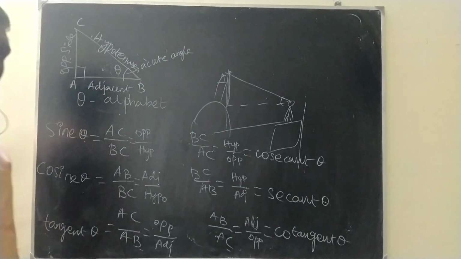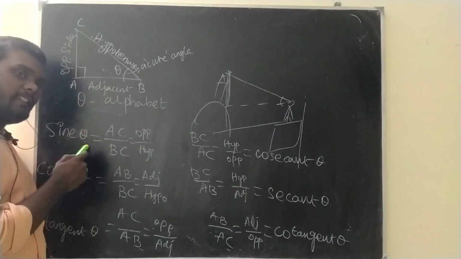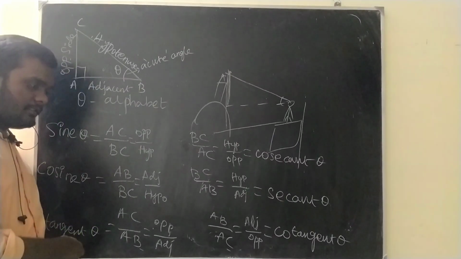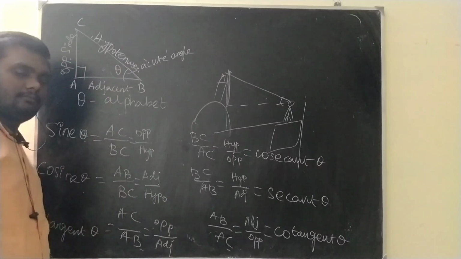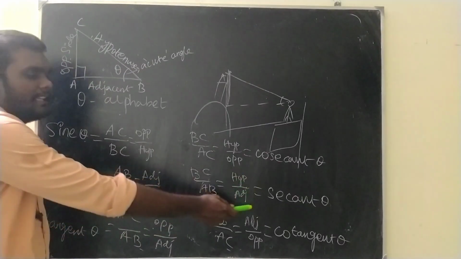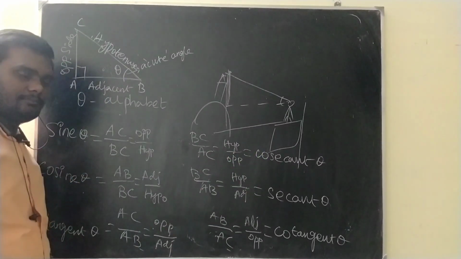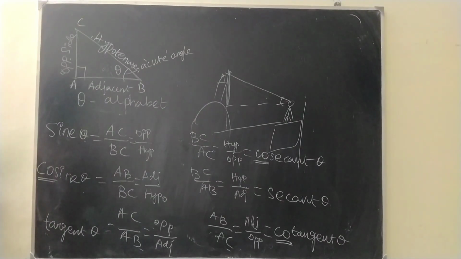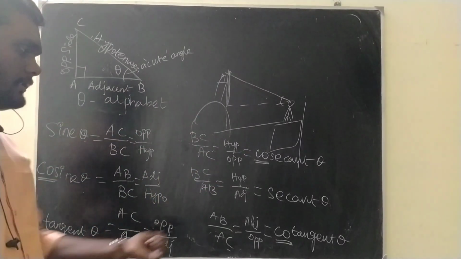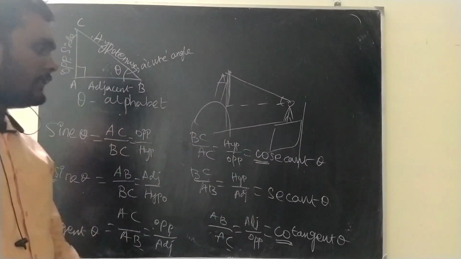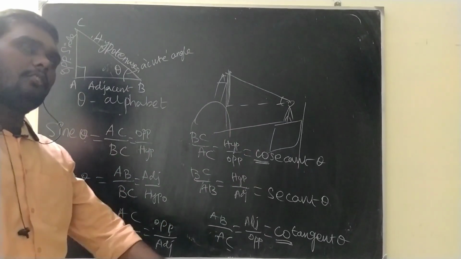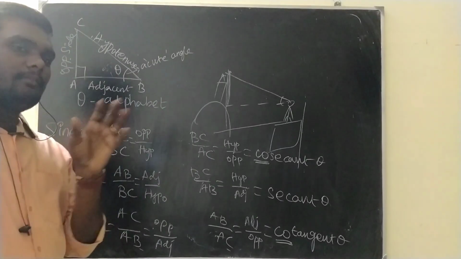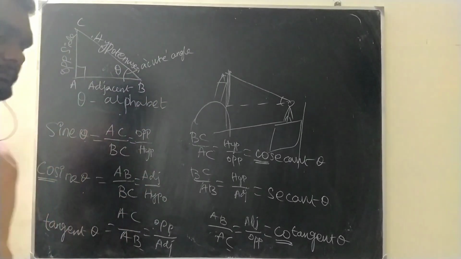Can you observe anything? We have sine, cosine, tangent, cotangent, secant, cosecant. So these are 6 ratios. These names are also big, so we are going to shorten them as well.